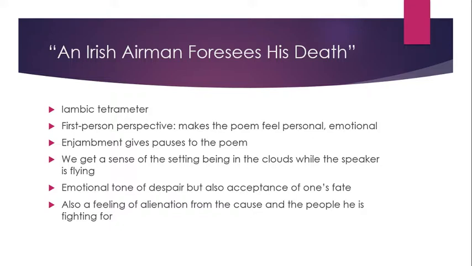We also get a sense of the setting being actually the clouds themselves, that he's referring to the clouds as a present setting, which adds to the emotion of the poem. So there's a tone of despair, but also acceptance. There also seems to be acceptance of one's fate that we can read, although that's only one way that we can look at it. When you read it, you might think about how you interpret his perspective and his mood. But we definitely can see a feeling of alienation from the cause and the people that he's fighting for. That's something that seems to be pretty clear within the text.